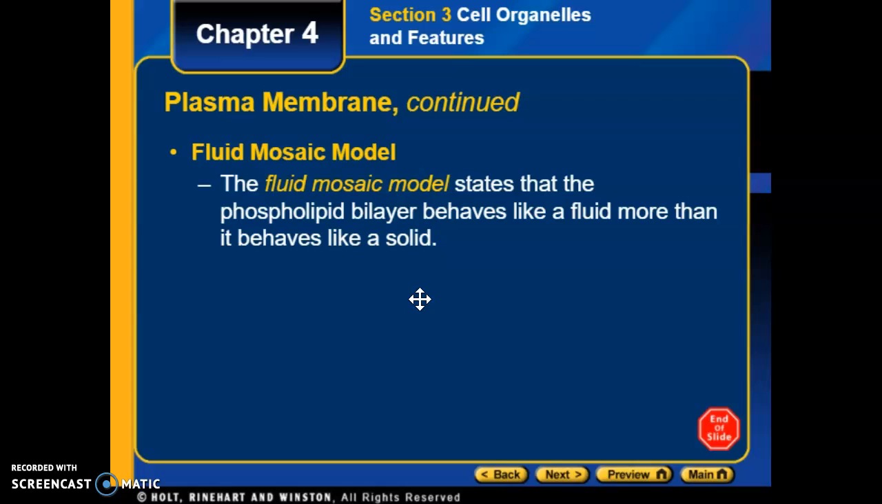We talk more about the plasma membrane. It refers to it being made of the fluid mosaic model, which states that the bilayer behaves more like a fluid than it does a solid. Okay, so even though it is a layer of protection around the cell that lets some things through and not others, it behaves more like a fluid than it would a solid.